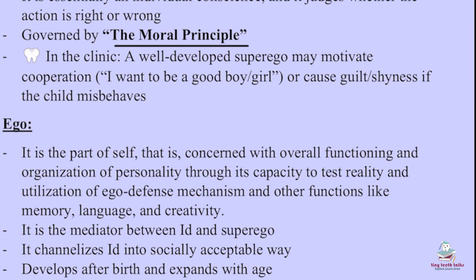In the clinic, a well developed superego may motivate cooperation, so the child says, "I want to be a good boy or girl," or it causes guilt or shyness if the child misbehaves, because by the morals of society and parents, misbehavior is not good behavior. So the child's superego says it is guilt or shyness if you misbehave, and he or she says, "I want to be a good boy or girl."